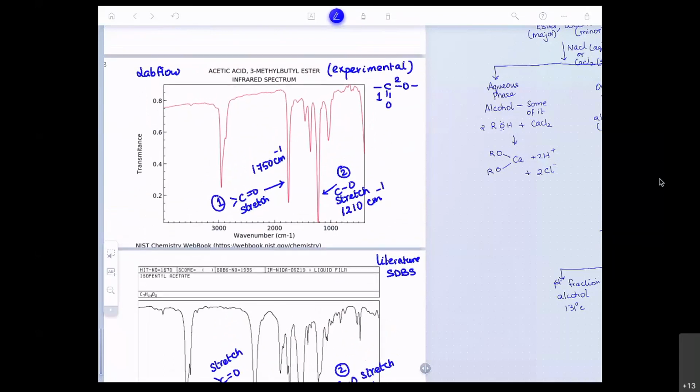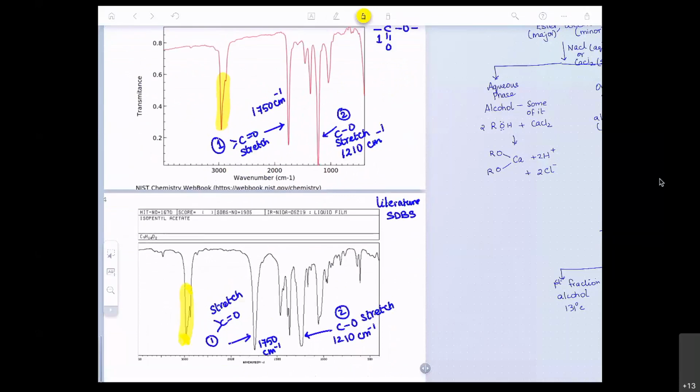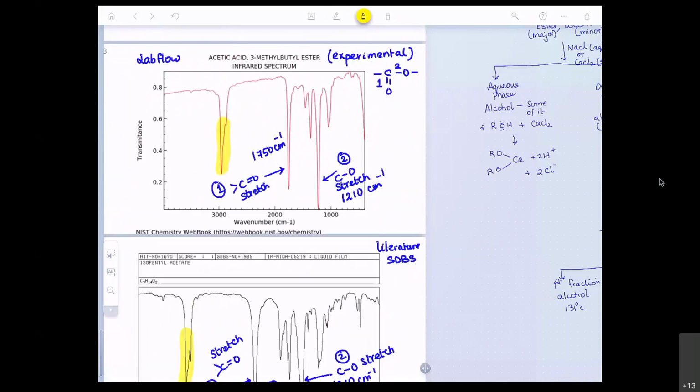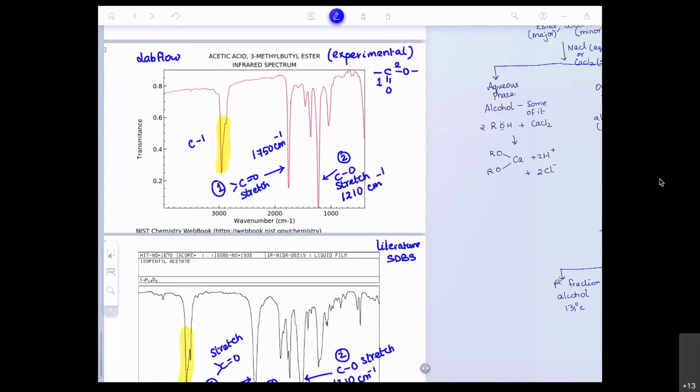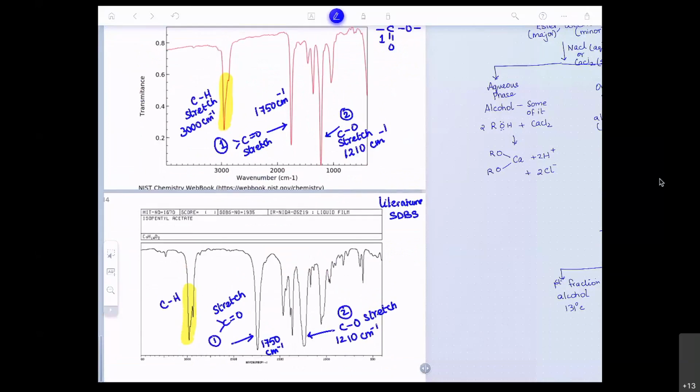Now, apart from that, we're also looking at these. Okay, so let's take a look at this one. This is going to be your carbon-hydrogen stretch. That's approximately 3000 wave numbers. Carbon-hydrogen stretch, 3000 wave numbers.